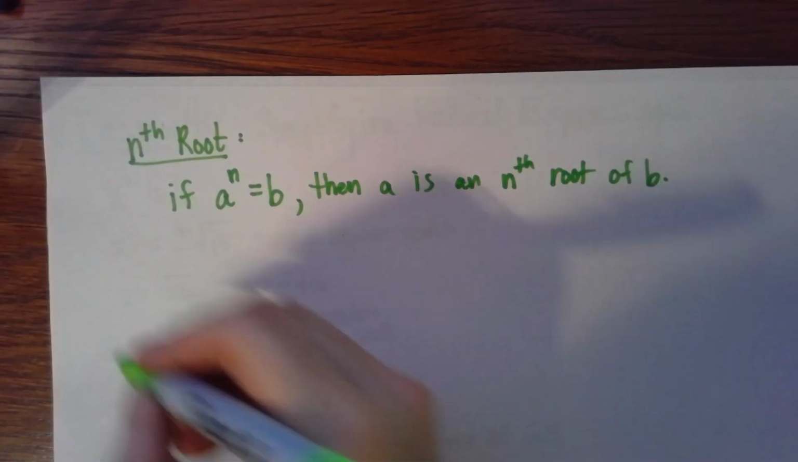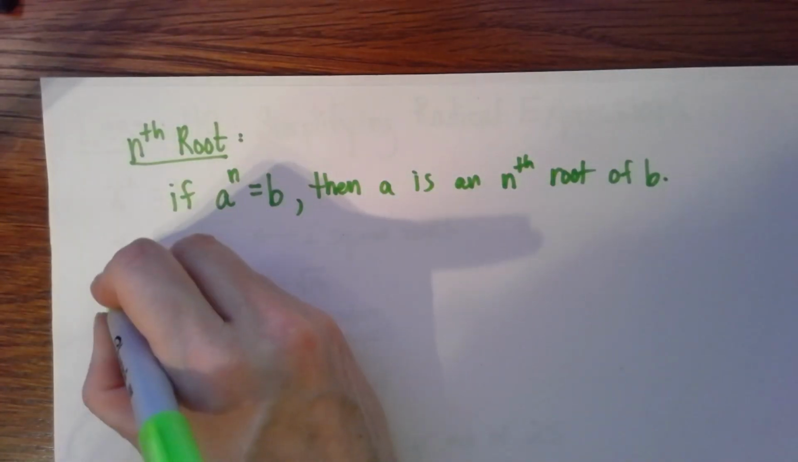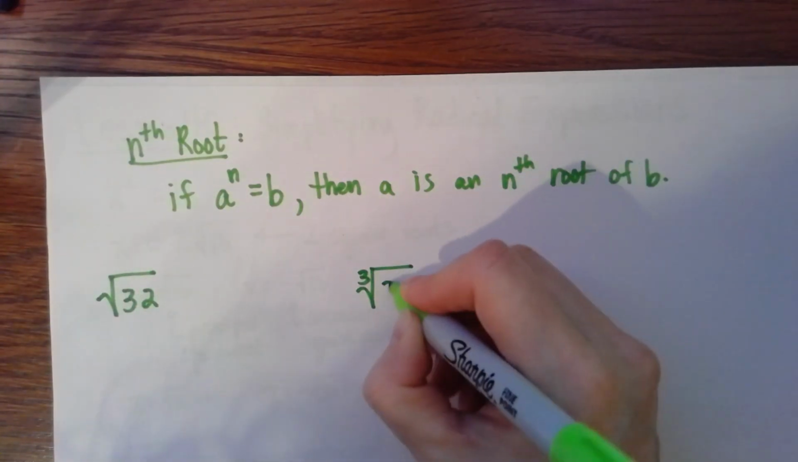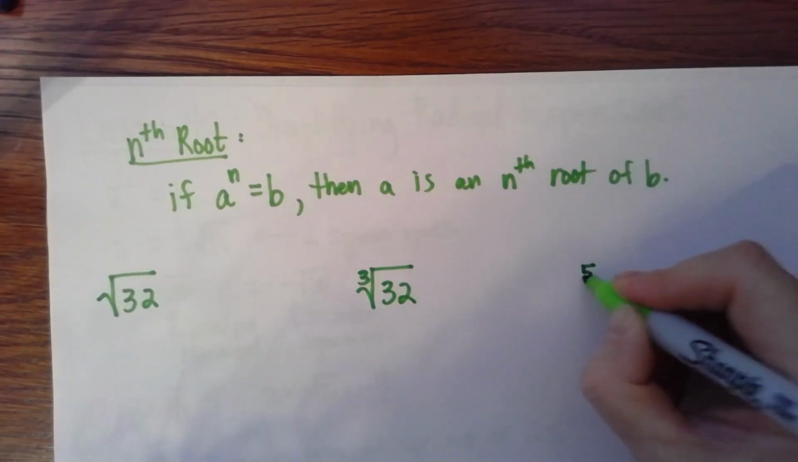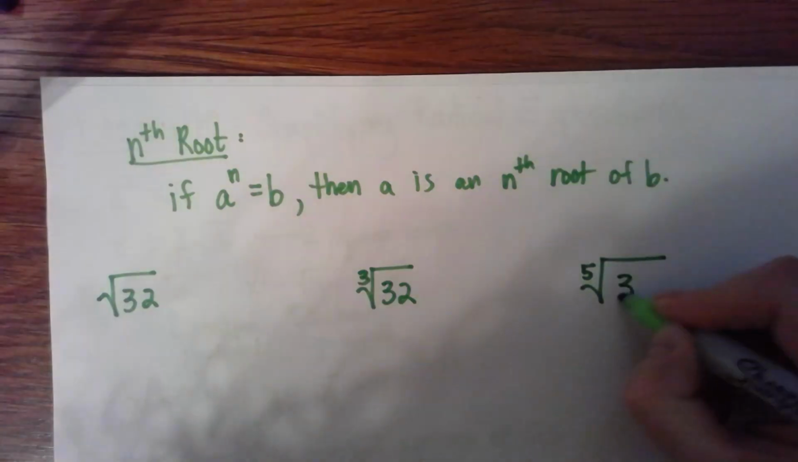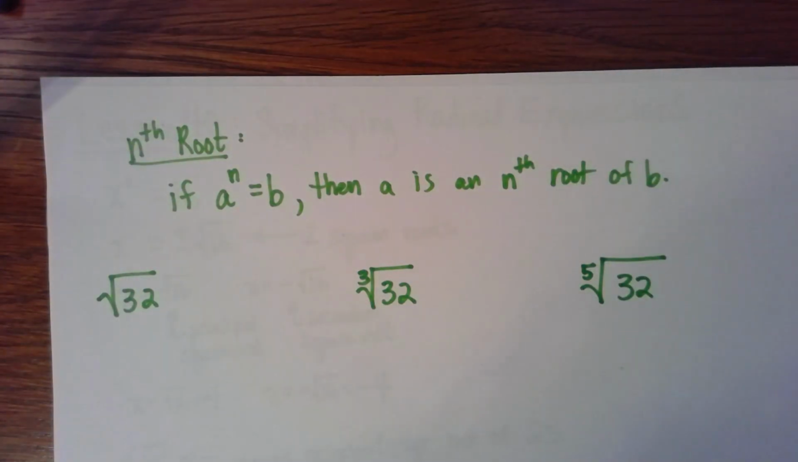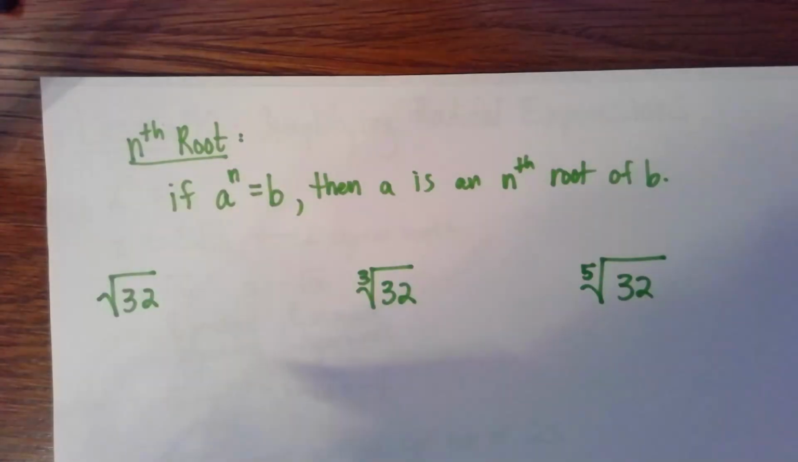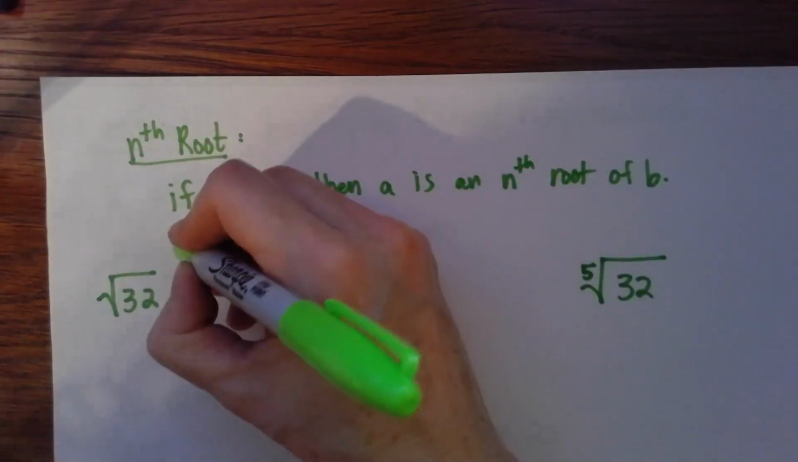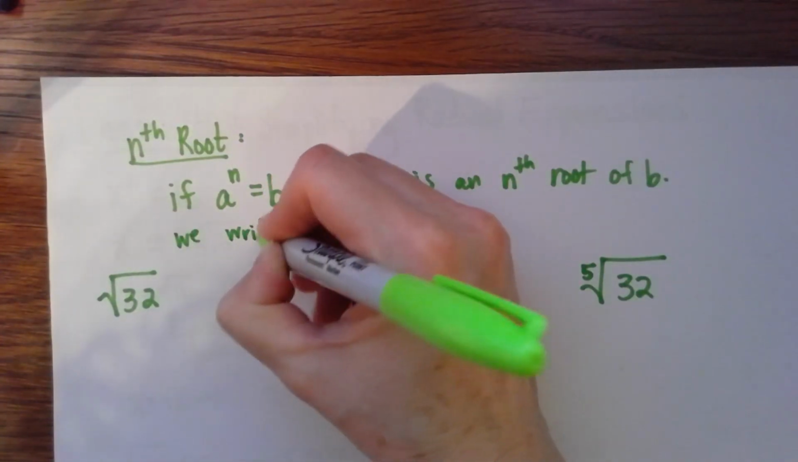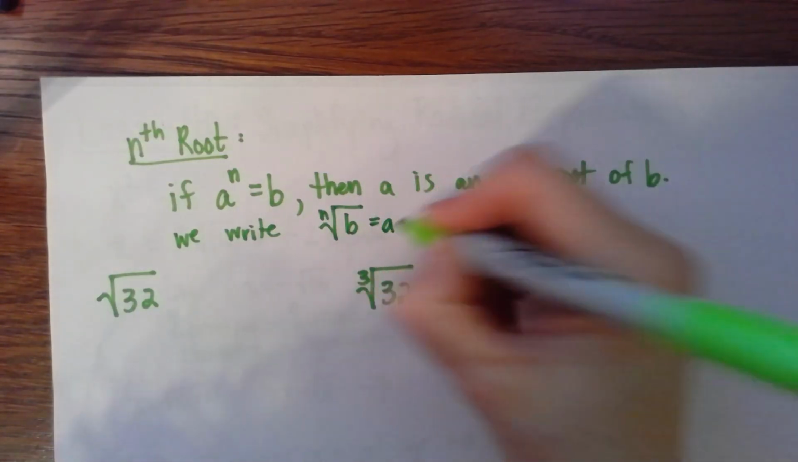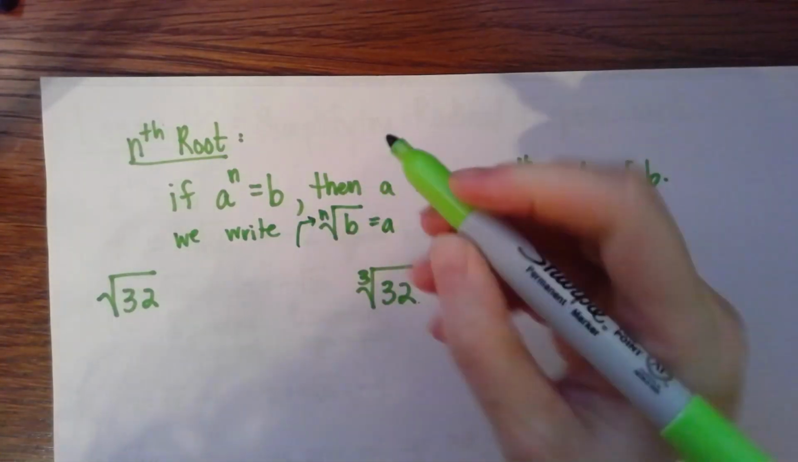Okay, so for example, we could have this. Okay, so this is the square root of 32 when this is the number that's written here. Okay, so let me write this up here. So we write the nth root of b equals a. This is called the index of the root.